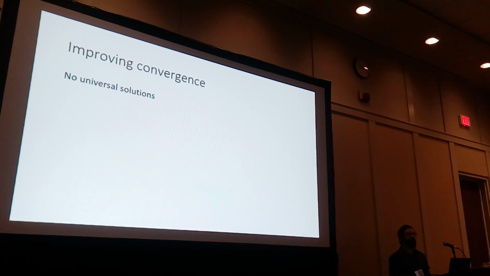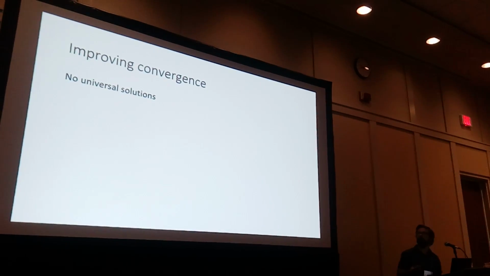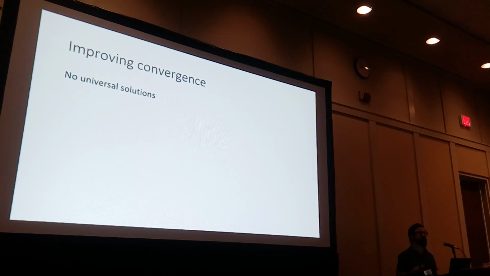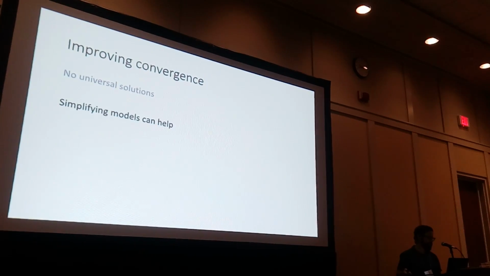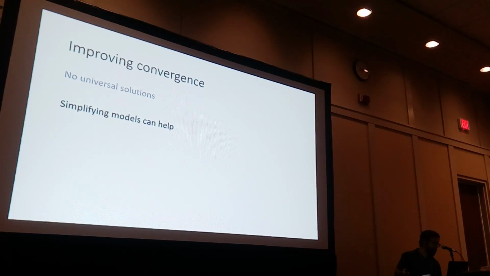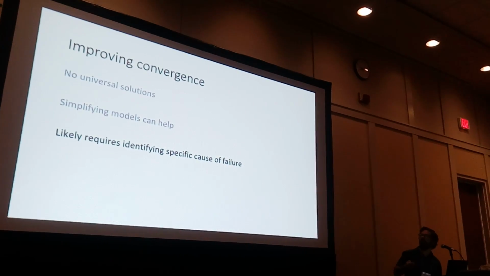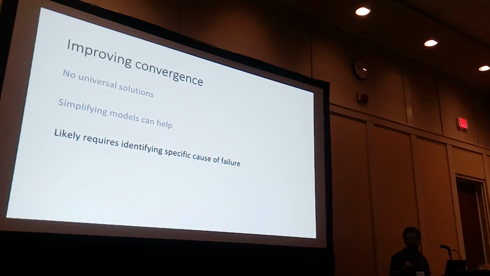So the takeaway from improving convergence is that, at least of the two candidates that we explored, they don't seem to be universal solutions where you can supply a single fix. Simplifying models can help, but it's probably going to require identifying the specific cause of failure.